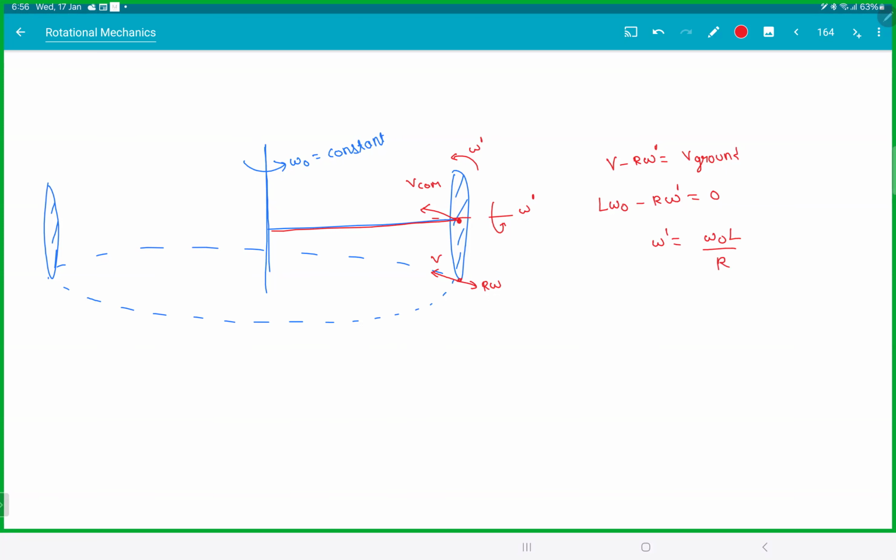Basically, this is the self-rotation. Rotation is ω', revolution is ω₀. So the omega of the disk, this is the catch here. There are two components here. One is ω₀, which is upward. This is constant. Plus ω', this guy, whose direction is not constant. This direction is continuously changing.